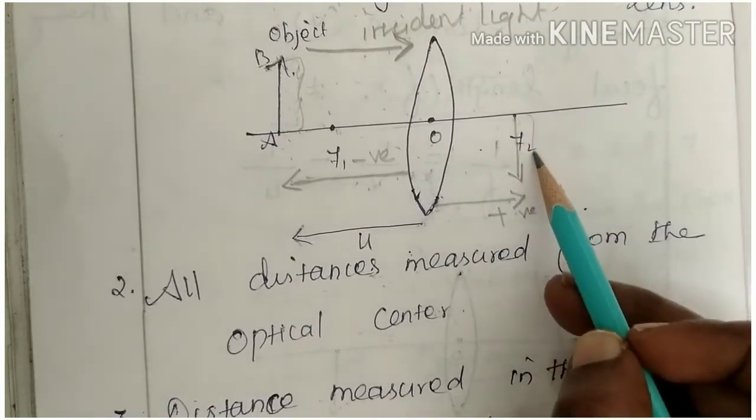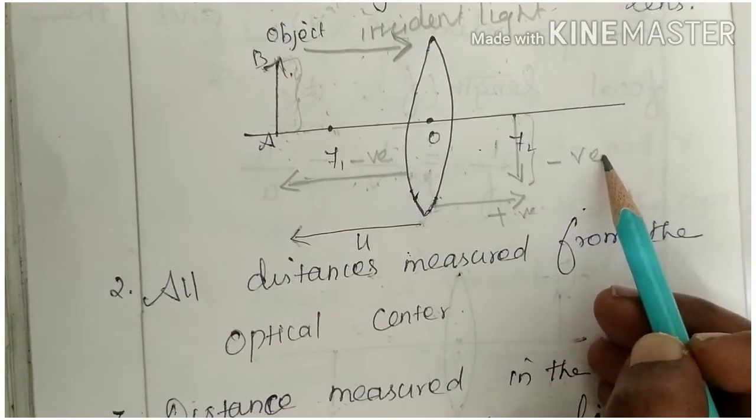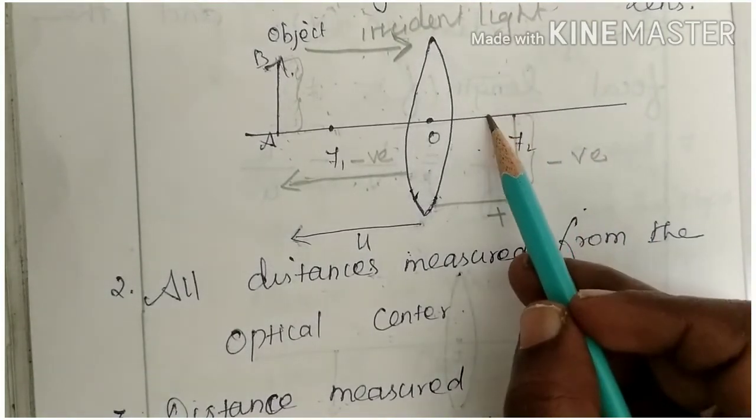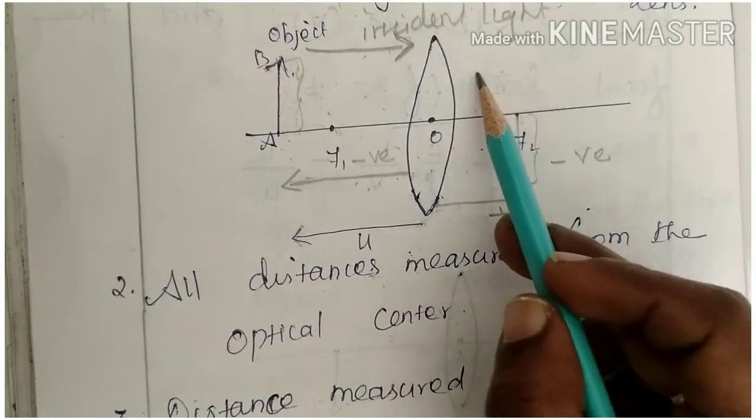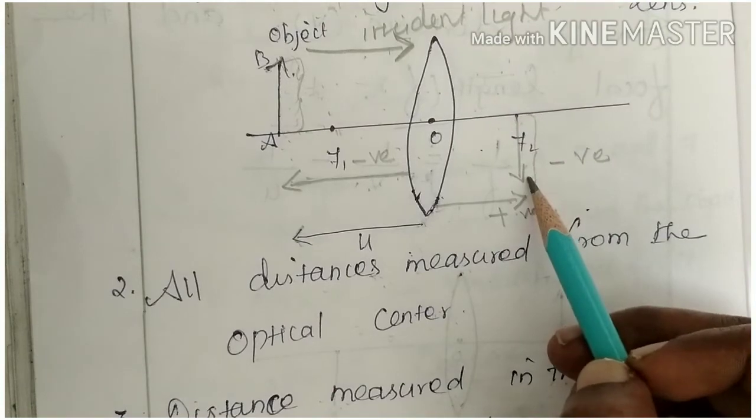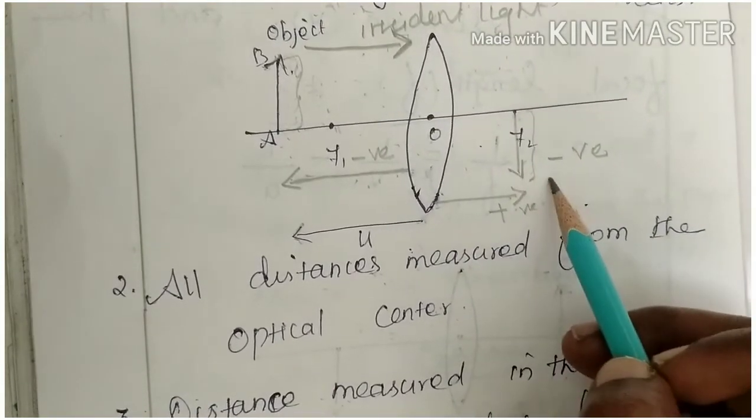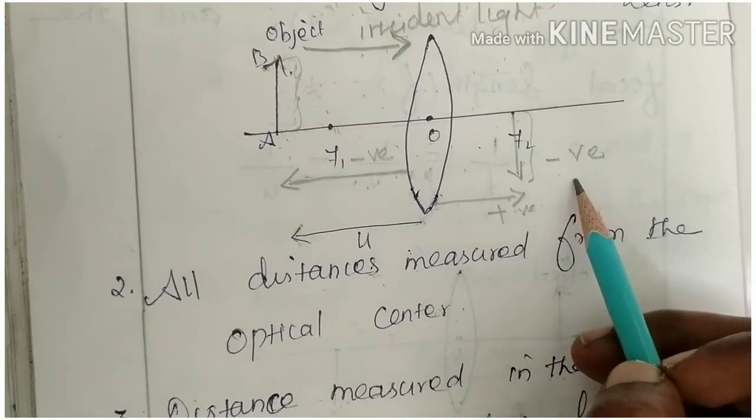Okay, the downward direction we are measuring will be taken as negative. Above the perpendicular axis of the principal axis is known as positive. So below, any distance you are measuring, whether the length of the image or the length of the object, whatever it may be, measuring in the downward direction means it should be taken as negative. Have you all understood?